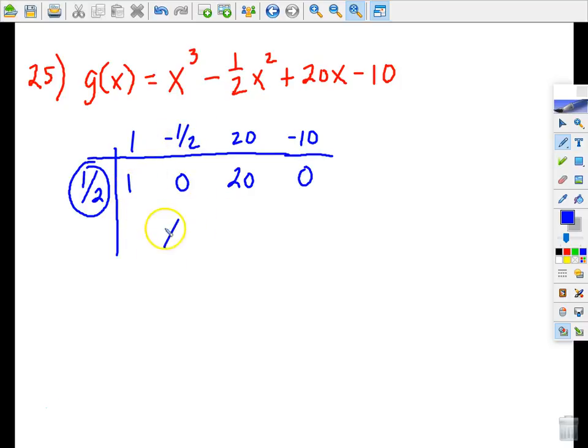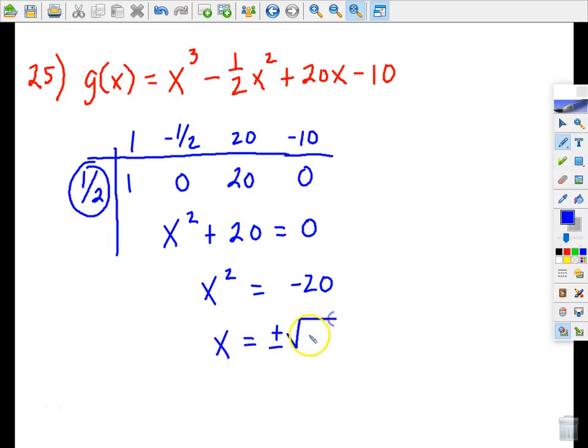So these numbers represent an equation. X squared plus 20 equals 0. X squared is negative 20. X is plus or minus the square root of negative 20. So we need to simplify that radical. And for those people that are still struggling a little bit with simplifying radicals like this, let's use factors. Let's use these 3 radicals to represent the square root of negative 20.